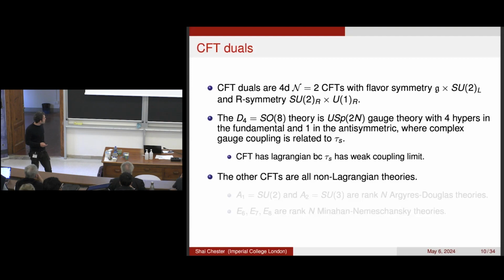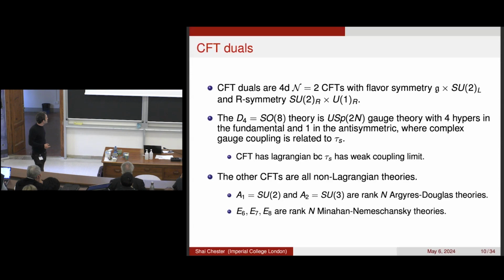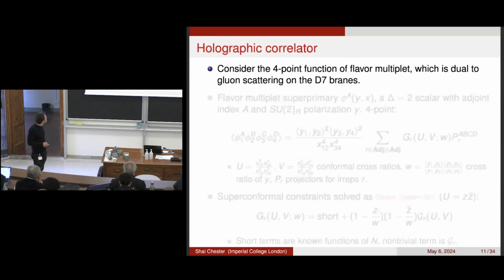For the other CFTs, though, I said that tau had to take a specific value. It had to be either i or e to the i pi over 3. And that means the dual CFT does not have a Lagrangian description. Instead, the CFTs it's dual to are these non-Lagrangian theories. Specifically in the case of the SU(2) and SU(3) theories, these are rank N Argyres-Douglas theories. And then in the E6, E7, E8 case, these are rank N Minahan-Nemeschansky theories, which are just named after the authors who first discovered these non-Lagrangian theories roughly 20 years ago.